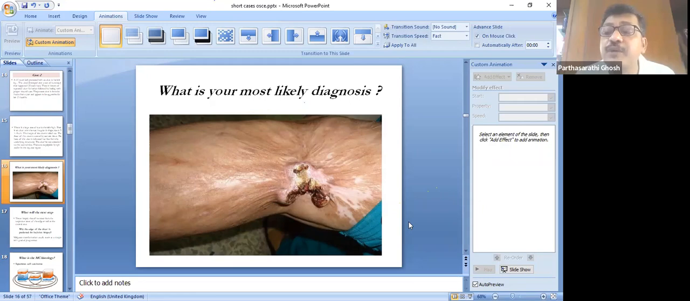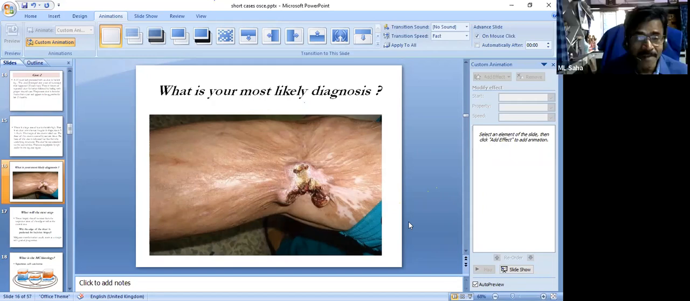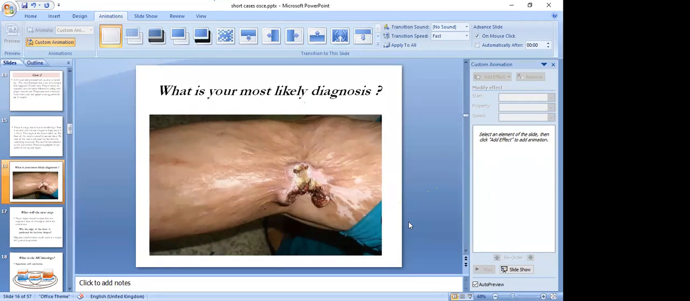Sir, an ulcer over a previous burn site turns malignant. You use the description on examination to say that this is a malignant ulcer over a pre-existing scar. Okay. It's all described. Yes, sir.